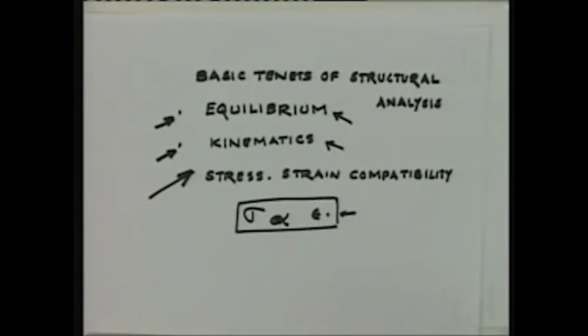Understand that when I say equilibrium and kinematics, they have to be satisfied everywhere in the structure. And when I say that kinematics is exactly satisfied, what I mean is kinematics is satisfied everywhere in the structure. And when I say equilibrium is satisfied only in a global sense, I mean that equilibrium at the local level may not be satisfied. However, overall equilibrium of the structure is satisfied.